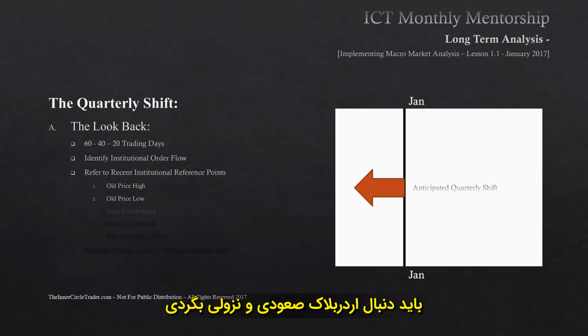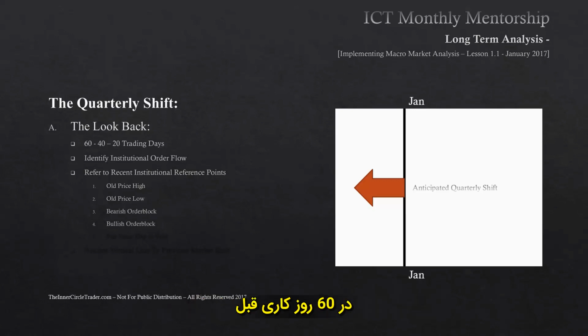You'll be looking for bearish order blocks and bullish order blocks in the last 60 days, and you're going to look specifically around the last 60, around 40, and in the last 20 days. Basically, you're looking back the last 3 trading months.